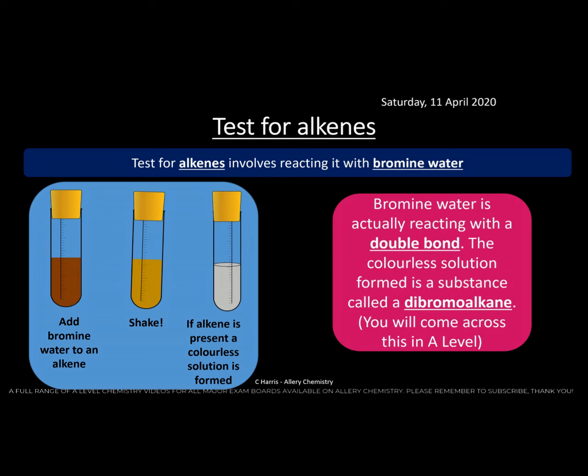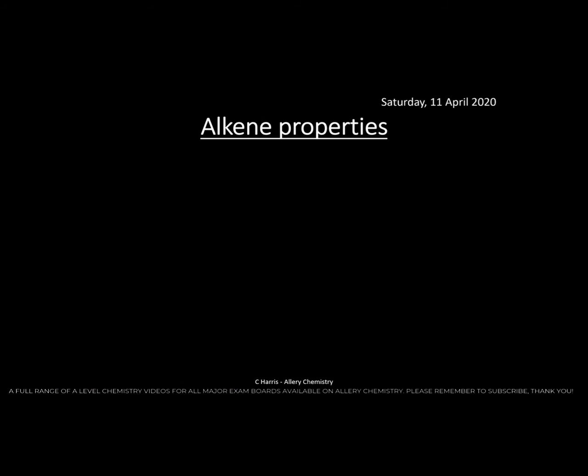And the reason why is the bromine water is actually reacting with that double bond. Remember we talked about the high electron density in that double bond. It reacts with that and it forms a substance called dibromoalkane. Don't worry about that too much. You'll see that a lot more in A level, of course, but that's the reason why. It's actually that bromine reacting with that.